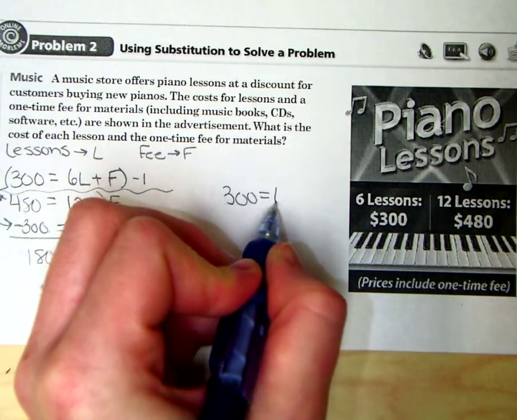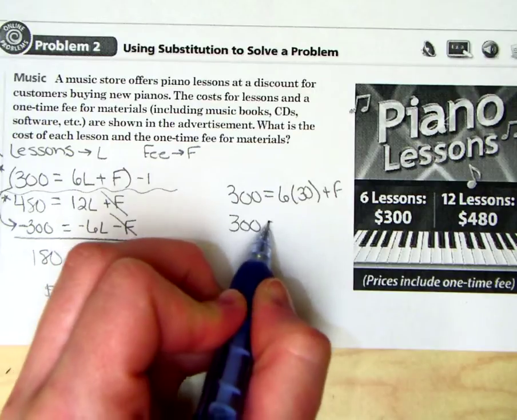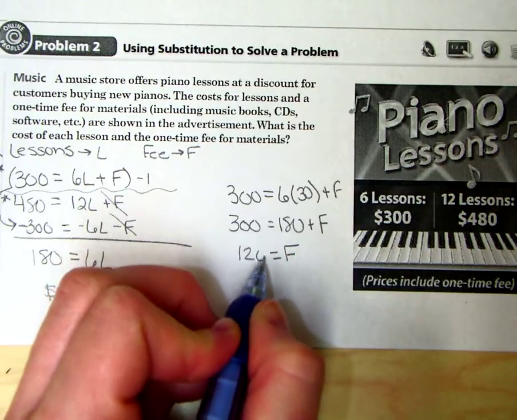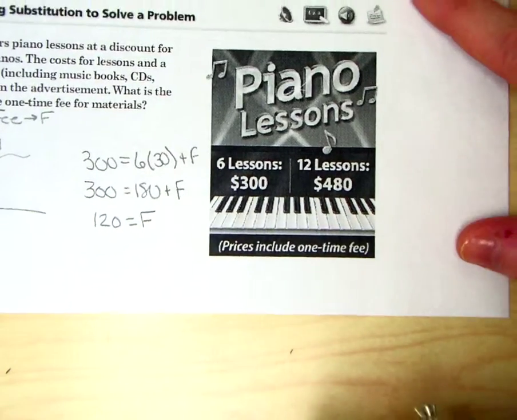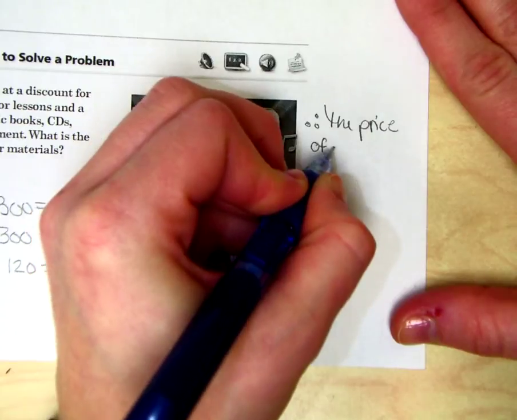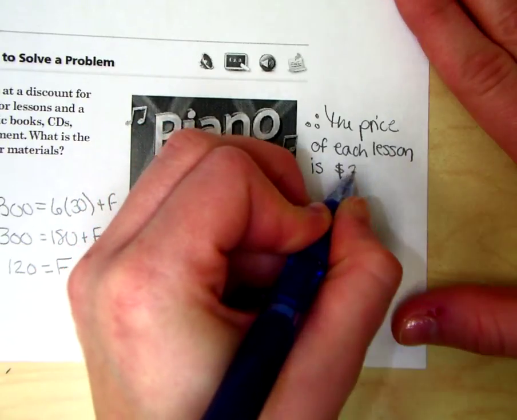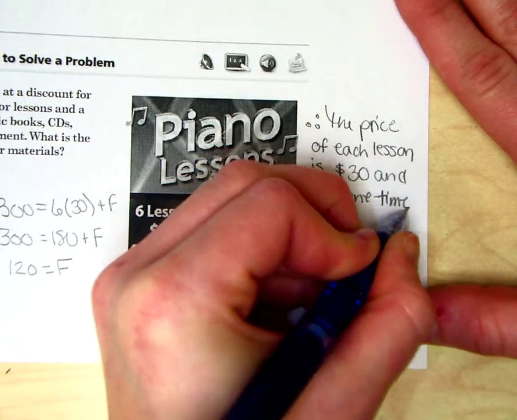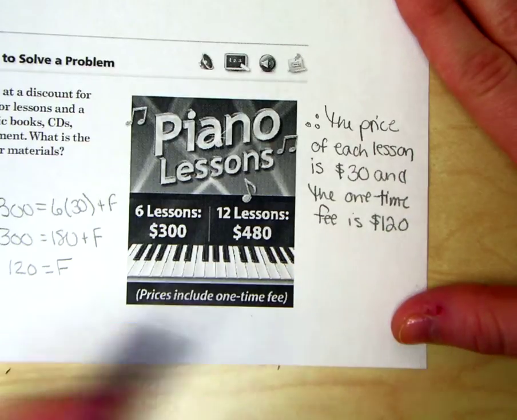300 equals 6 times 30 plus F. Multiply. 300 equals 180 plus F. And then F equals 120. To show that you understand what this means, make a therefore statement. Therefore, the price of each lesson is $30, and the one-time fee is $120.